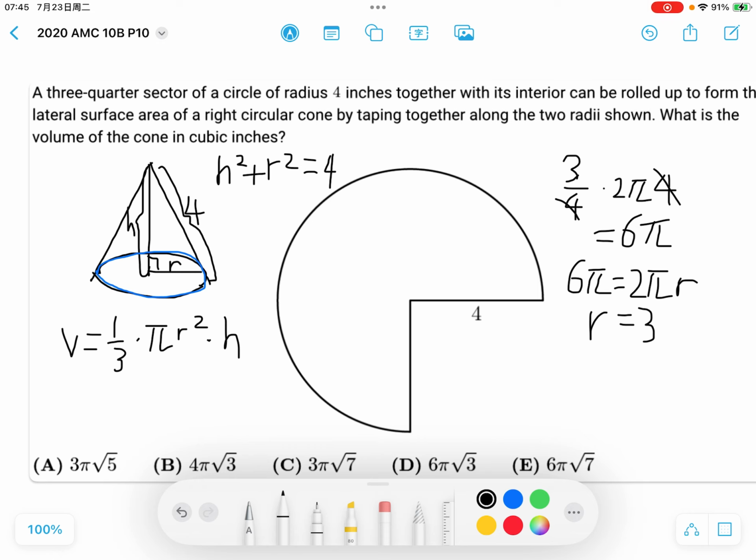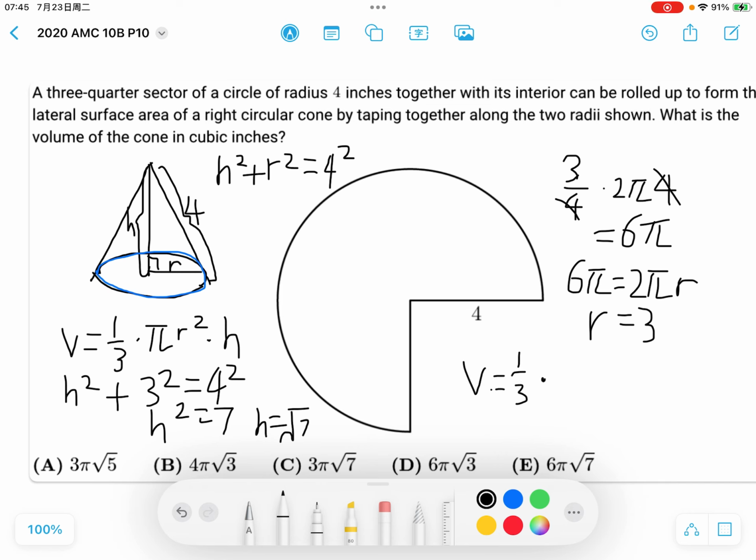So basically we get r is 3. We can plug that into our Pythagorean theorem. We have h squared plus 3 squared equals 4 squared. So h squared is 7, and h is root 7. So the volume is going to be 1/3 times pi times 3 squared, which is 9, times the height, which is root 7. We cancel out the denominator, and we have the answer is 3 pi root 7. So that's the answer to this problem, and this is choice C.